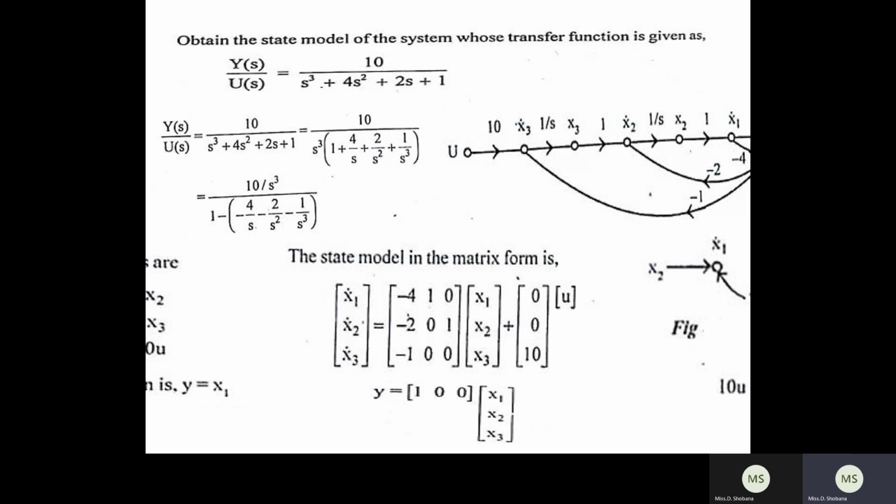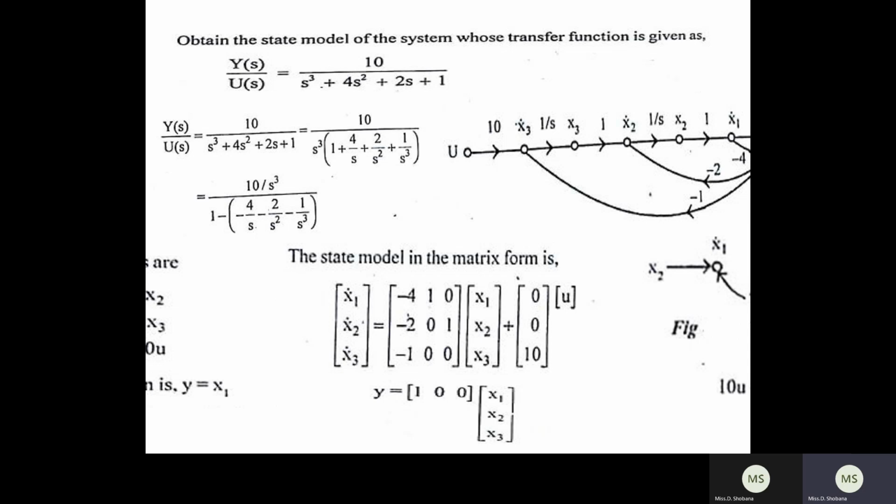Now here is one more problem. You have to obtain the state model for the given transfer function, which is simply given. Now you can see s cubed is there, so take s cubed out commonly. Now you can see 1 plus 4 divided by s, plus 2 divided by s squared, plus 1 divided by s cubed is available.